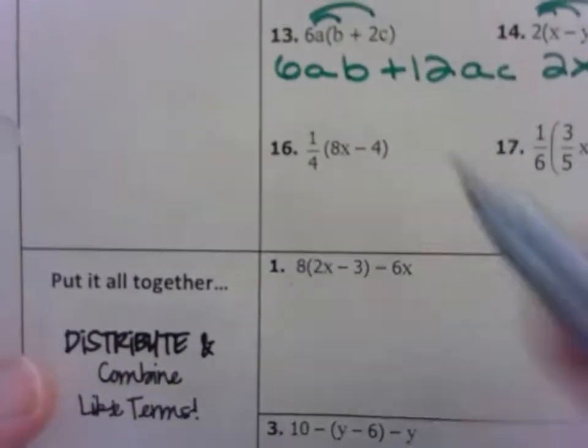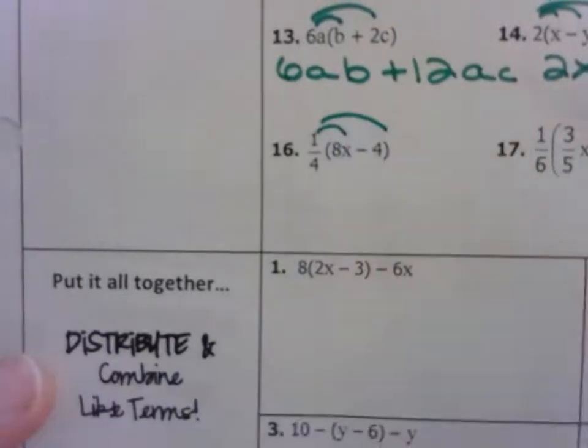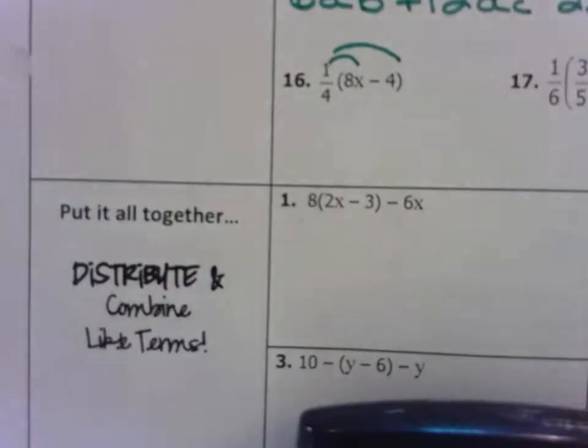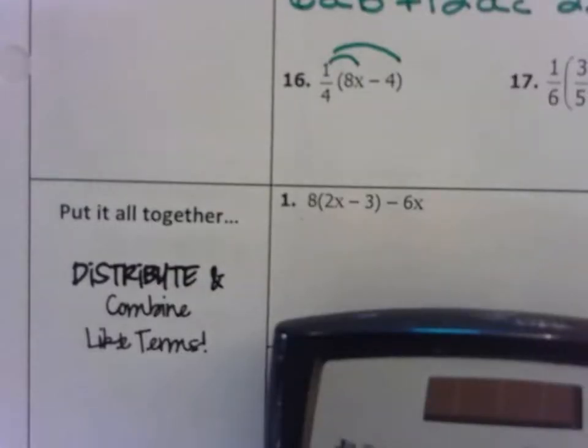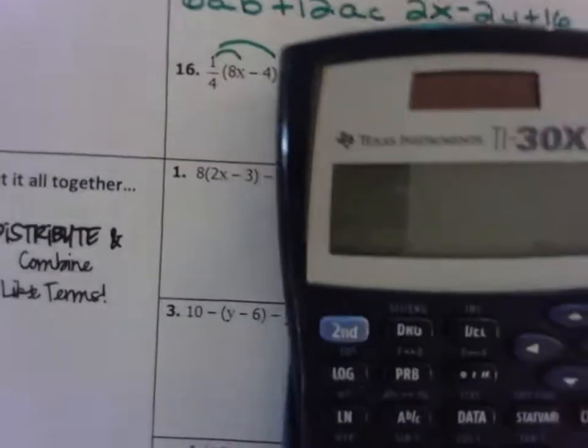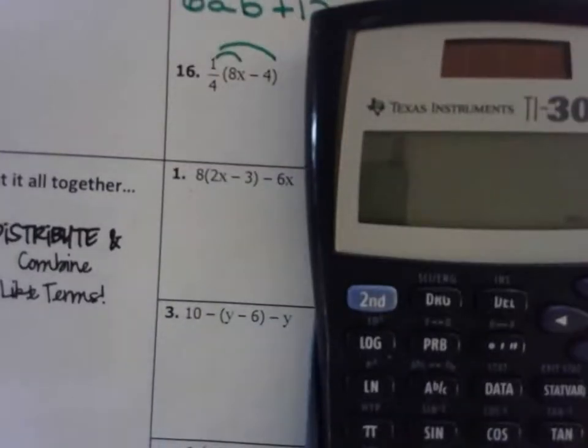So as I look at 16, I am distributing the 1/4. Everyone get your calculator out. This is why I ask you to get your calculator so I can show you how to do fractions. If you know how to do them, great. If not, pay attention so I can show you how to do them. It takes an extra 30 seconds. You all can do it. Just because you see a fraction doesn't mean that you can't do it.